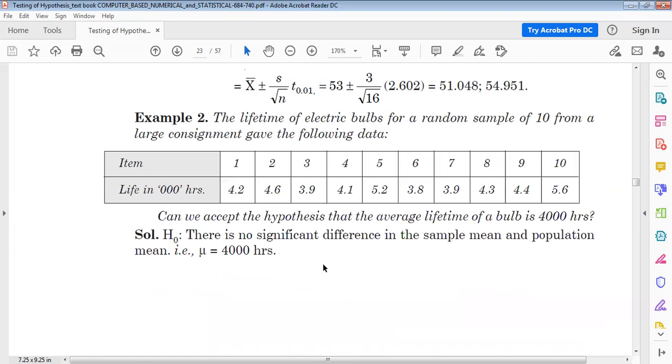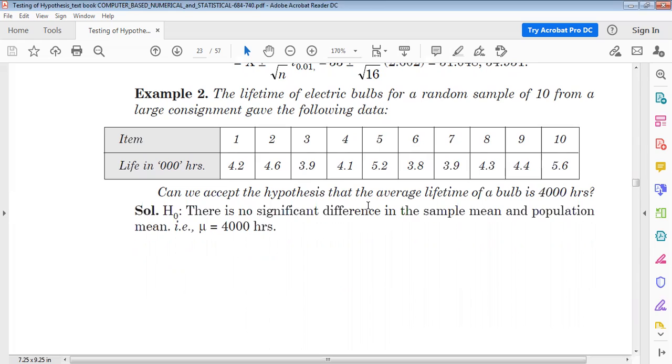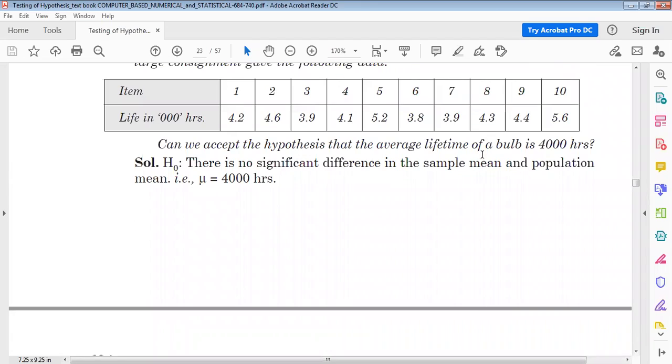Similarly, example 2: the lifetime of electric bulbs for a random sample of 10 from a large consignment gave the following data. There are 10 items, and lifetime in 1000 hours: 4.2, 4.6, and so on. This is the lifetime of a bulb. You can consider this as an energy bulb. Now, can we accept the hypothesis that the average lifetime of a bulb is 4000 hours?